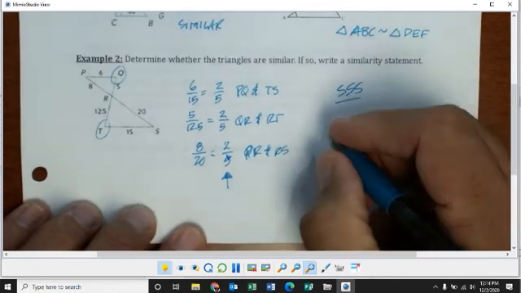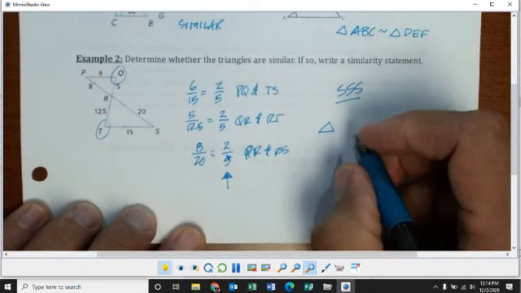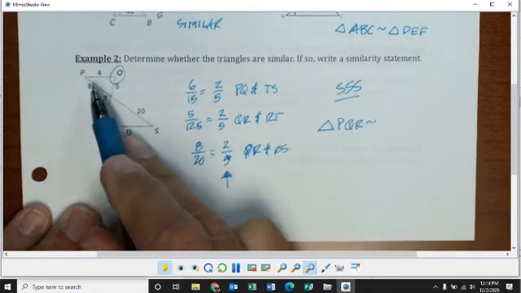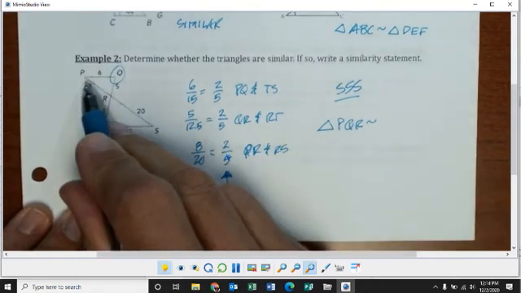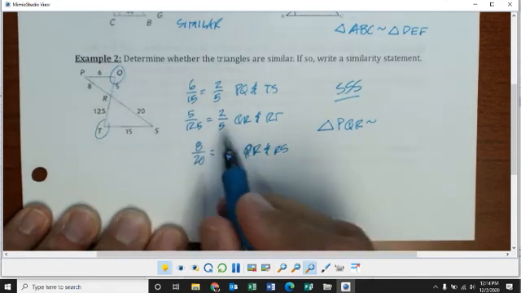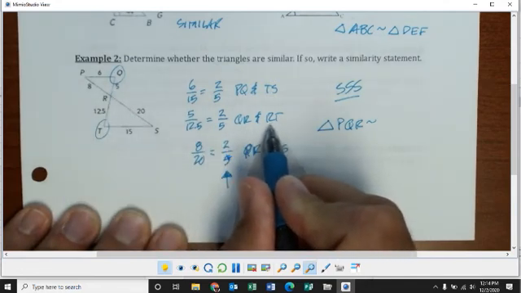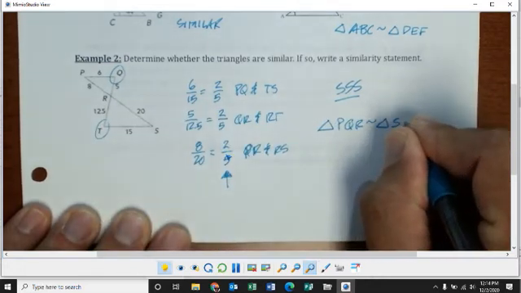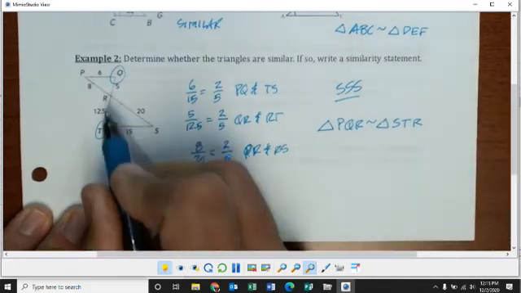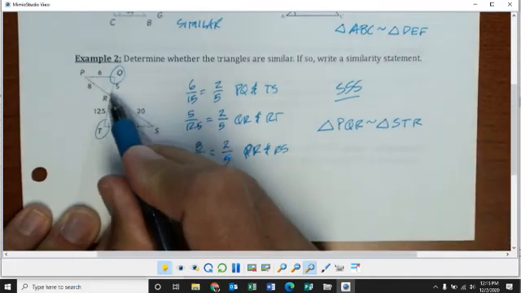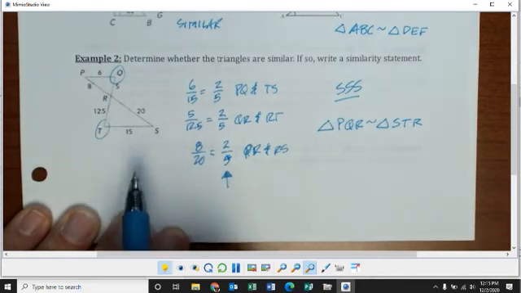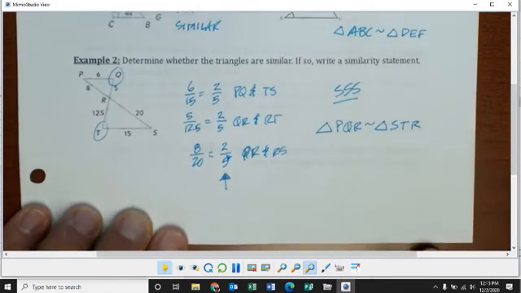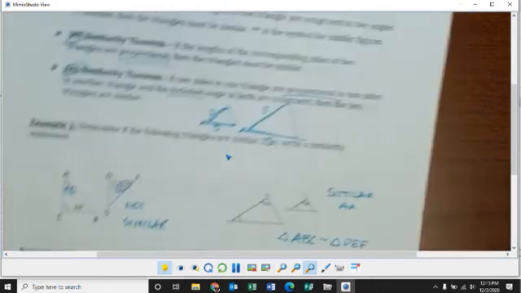And my similarity statement, triangle, let's start at P. So I'm going to say P, Q, R, similar. So I know that if I start at P and then I go P, Q, R, well, QR is proportional to RT. So this triangle will be S, T, R. So I go PQ and ST, and then I go QR and TR. And then the last one would be RP and RS. So that's my similarity statement. It has to be written in order. All right, let's flip the page.